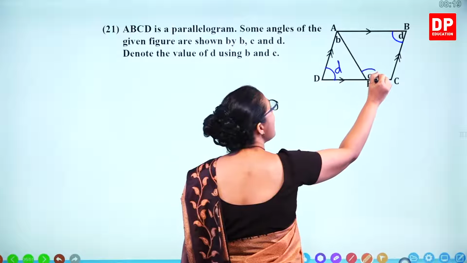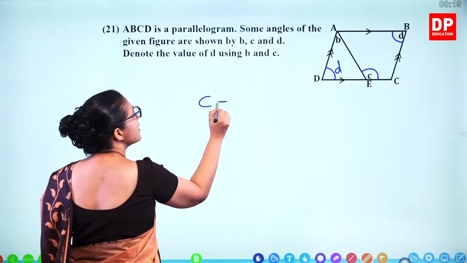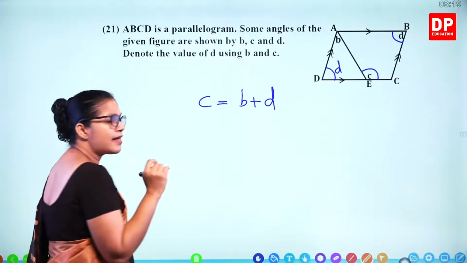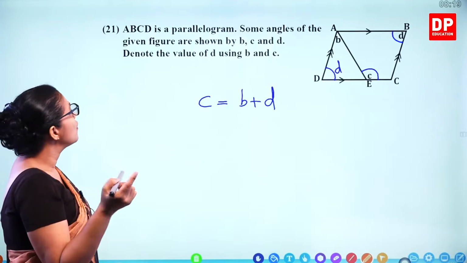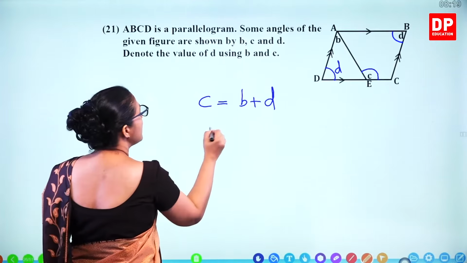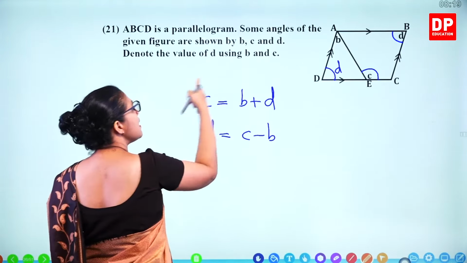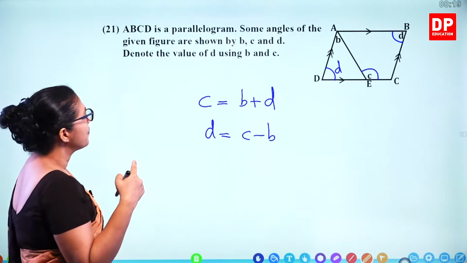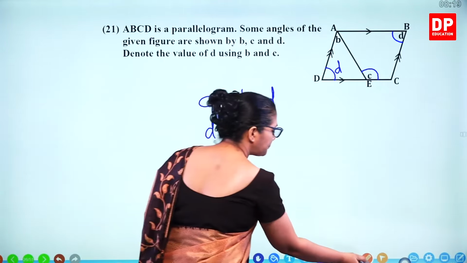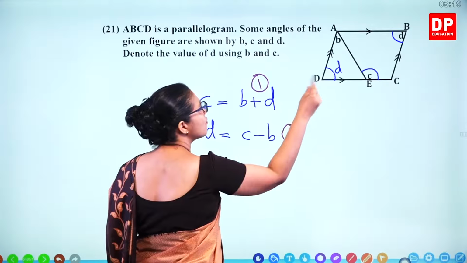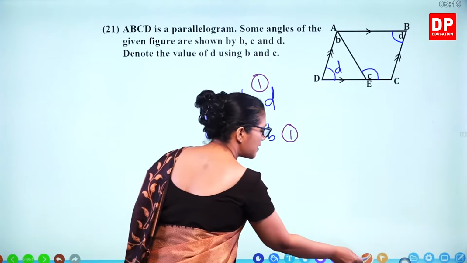What can you write about BDC? C is the exterior angle. So exterior angle is equal to the sum of opposite interior angles. So B plus D. But we know D. So make D as the subject of the formula. This becomes C minus B. So that's the answer. 2 marks, 1 mark here and 1 mark for finding this as D.